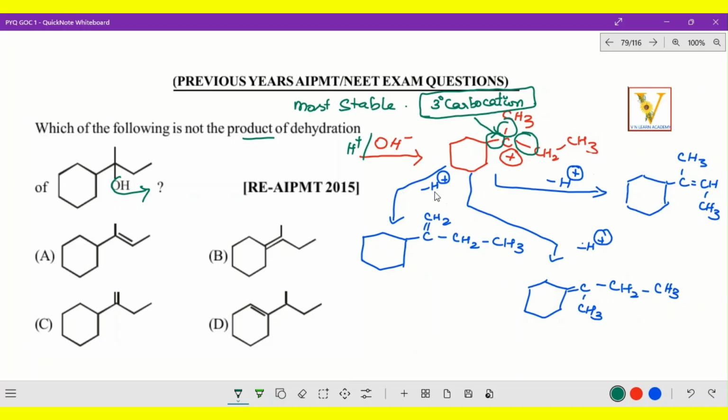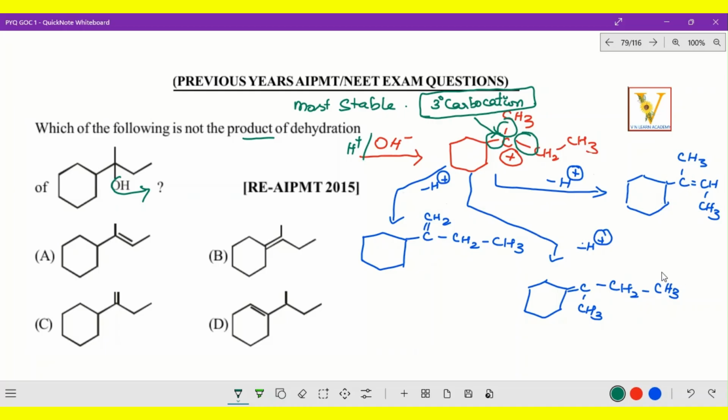So if we lose one hydrogen, automatically the adjacent carbon gets a double bond. Or else, at this carbon, you will get the double bond. Or else you may get it at this point, which is connected to the carbon where there is a carbocation, you will get the double bond while losing the H+ ion.